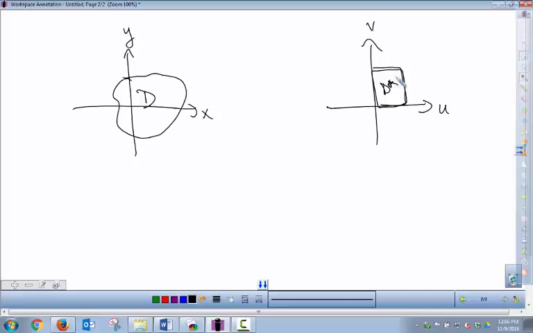And your transformation is usually described as x is equal to some function of u and v, and y is equal to some other function, g. I think this is g and h. Doesn't matter. Those are just names. And what we have here is called a pullback.